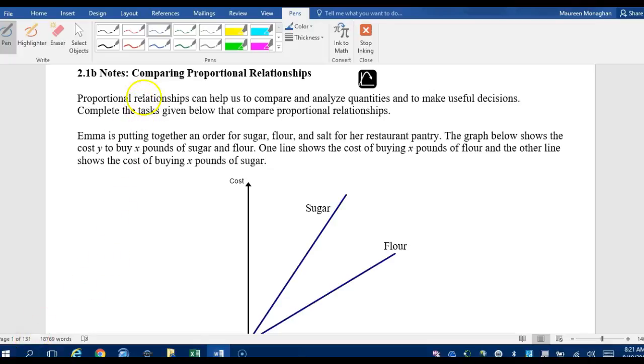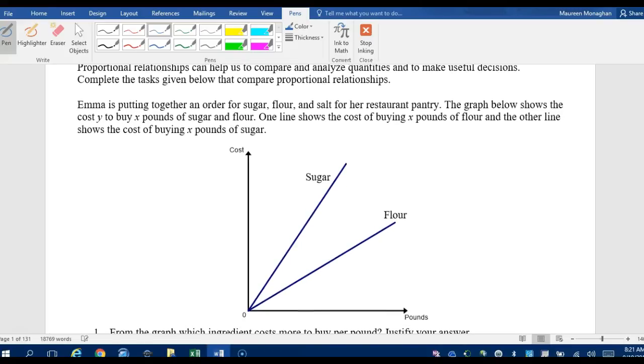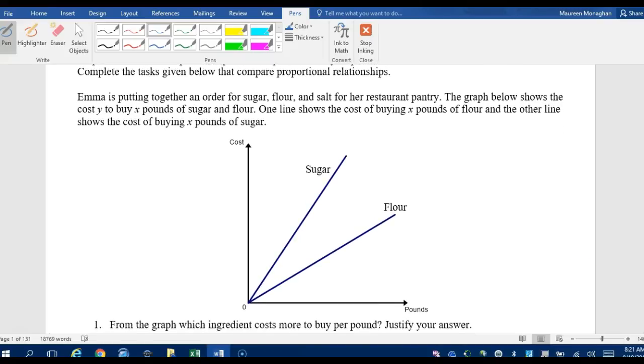The purpose of today's lesson is comparing proportional relationships. That's comparing and analyzing quantities to make useful decisions. We will use comparing proportional relationships with data from tests when we get those results. Scientists are going to use them. Anybody in the real world will be using this. All right, let's take a look.